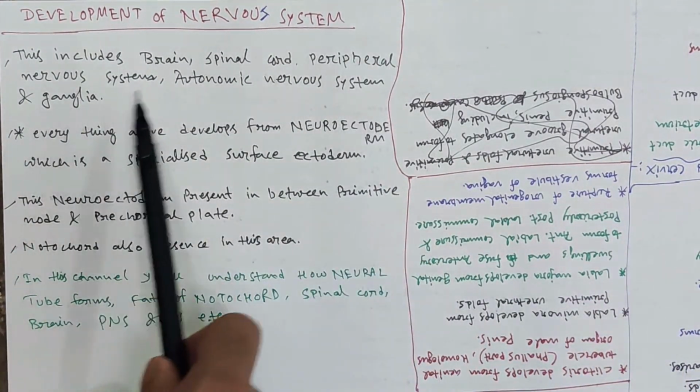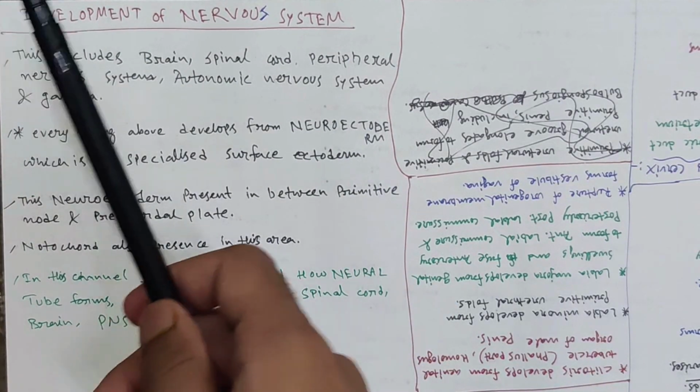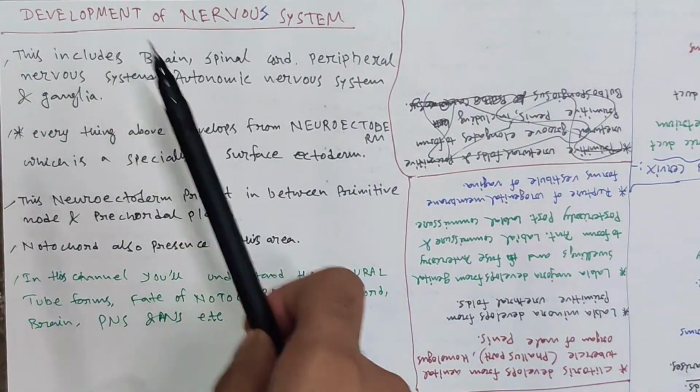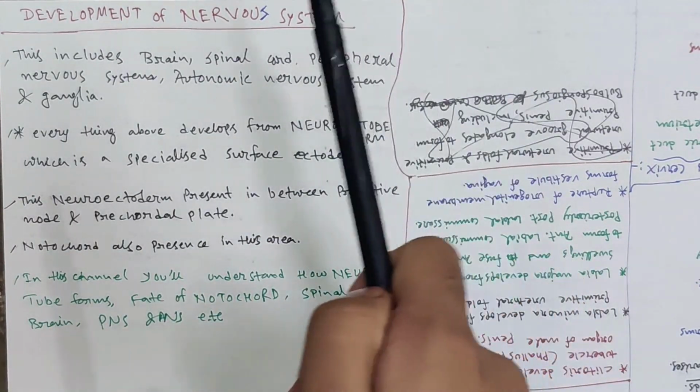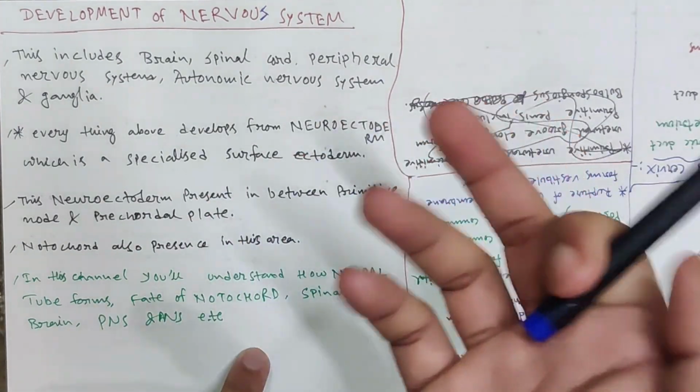See, the nervous system consists of brain, spinal cord, peripheral nervous system, autonomic nervous system and ganglia or ganglions. All these topics, normal anatomy, you already know that because I talked about these things in my earlier videos. If you have not seen that, it's your fault, not mine.